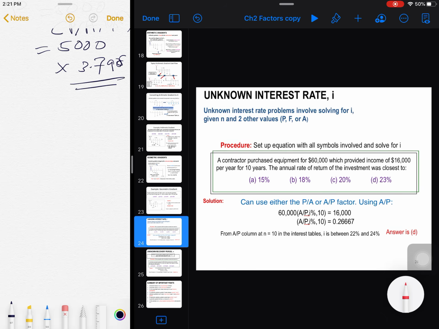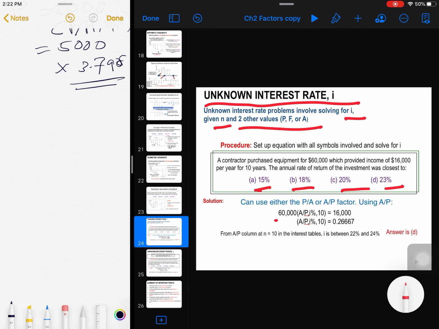Right. Okay, now we move on to unknown interest rate. Unknown interest rate problems involve solving for i given n and two other values. For example, a contractor purchased equipment for $60,000 which provided income of $16,000 per year for 10 years. The annual rate of return of the investment was closest to how much percentage?